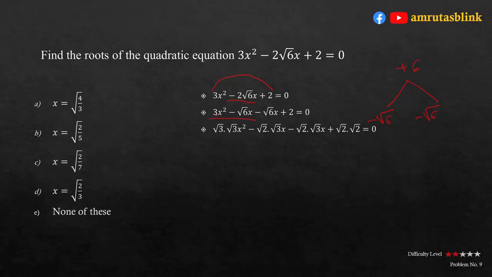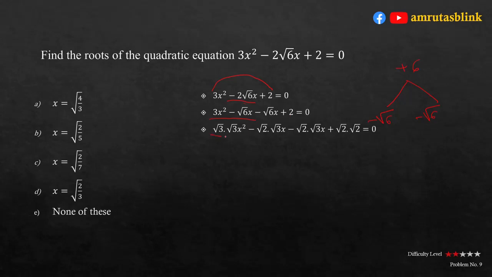So what we will do is, we will split this 3 also as root 3 into root 3x square, and this root 6 as root 2x into root 3x. Similarly, this third term minus root 6x also we will split as minus under root 2x into root 3x, and this plus 2 also we will split as root 2 into root 2. So root 3 into root 3 is 3 and root 2 into root 2 is 2. So what we have done is, we have split the whole part of 3 and 2 as root 3 into root 3 and the whole part of 2 as root 2 into root 2.